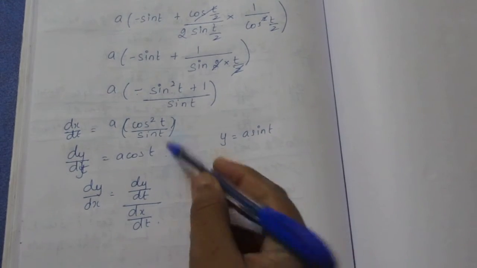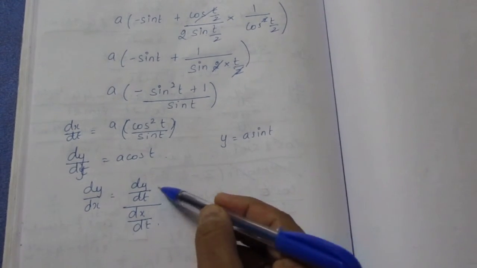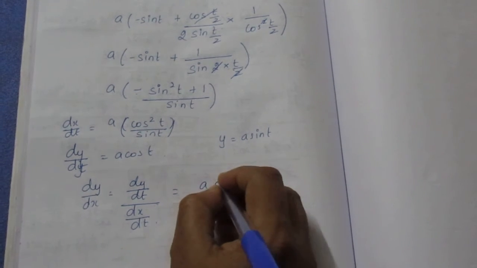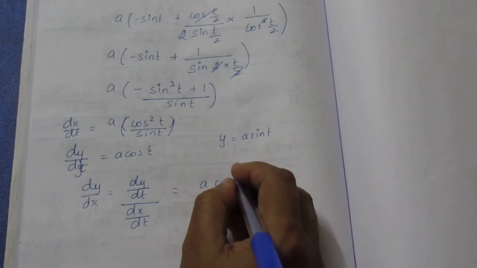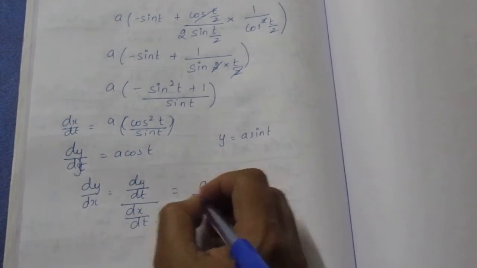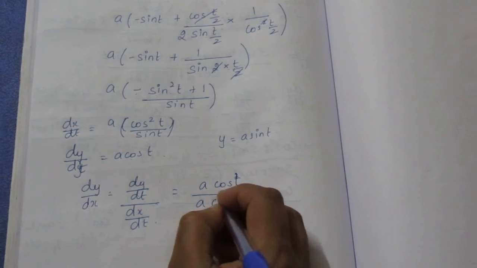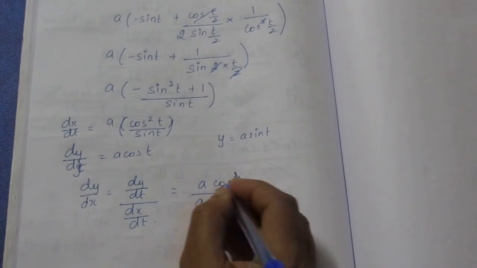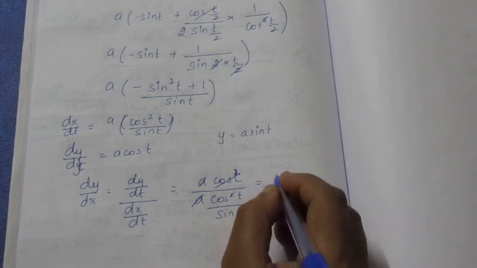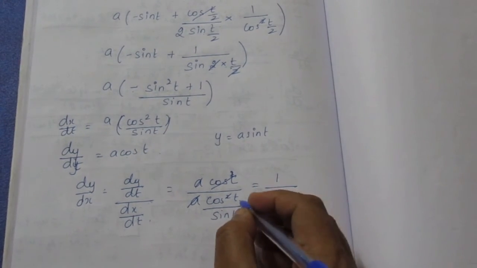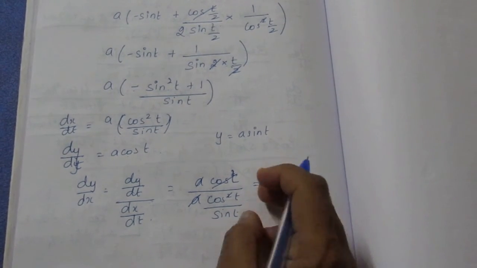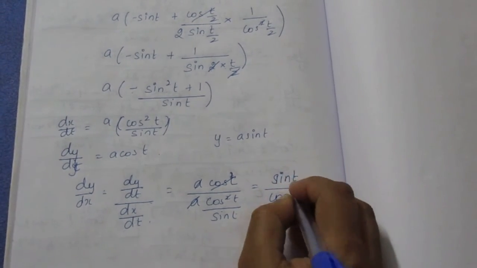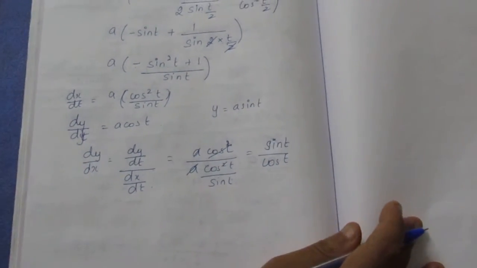So if I divide, this 2 gets cancelled. So we can find dy by dx. So let me write it, dy first, a cos t, then a cos square t by sin t. Here this one cos gets cancelled, a gets cancelled. We have 1 by cos t by sin t. So sin will come as a reciprocal in the numerator. So it becomes sin t by cos t, which is nothing but tan t.